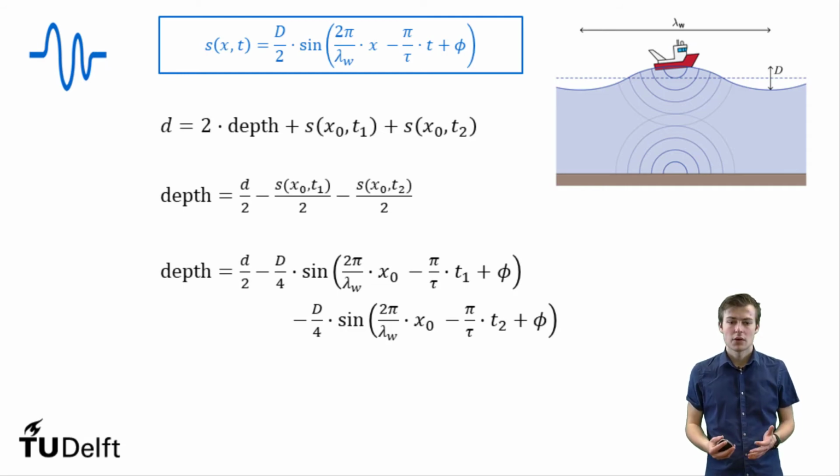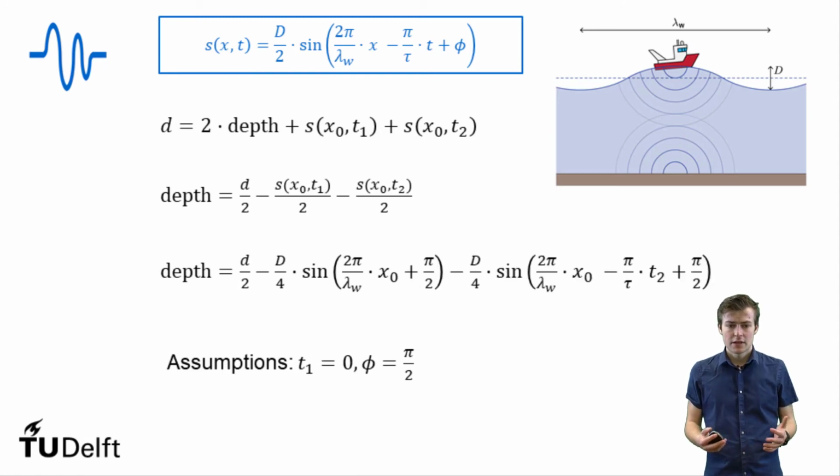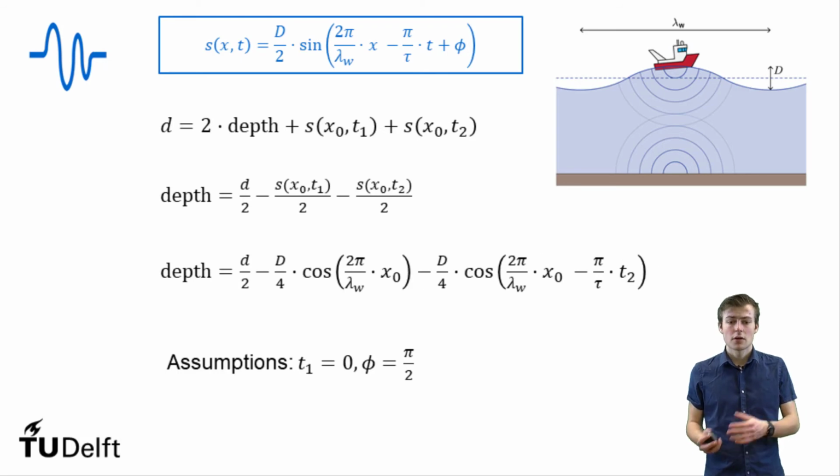Well, the assumption that we're given was t1 is 0 and v is pi over 2. If we fill this in, we can see that both sines have a phase shift of pi over 2. Well, this is equal to a cosine, since a cosine is always pi over 2 radians ahead of the sine. And this equation is already much better, but we can do better.